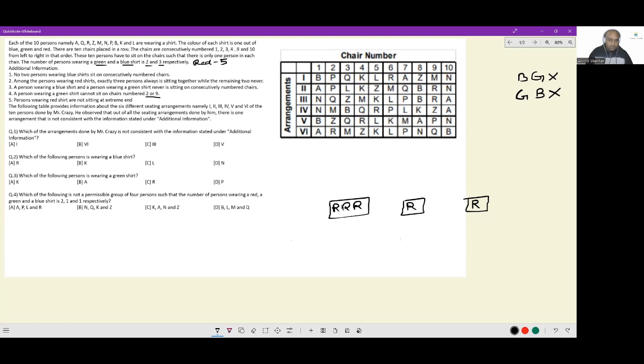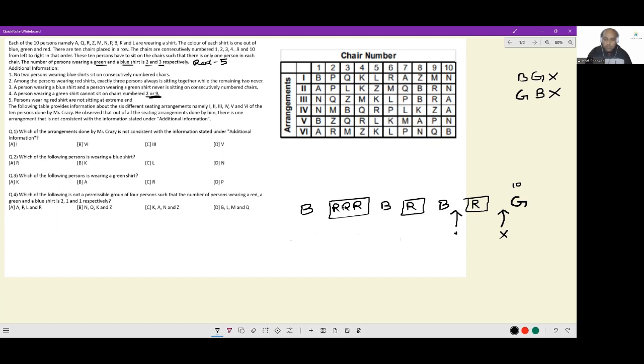G at this extreme is impossible. How about G at this extreme? If I put G here, B cannot come here. The blue t-shirt people would have to come here necessarily. Again, if G is at the right extreme, I cannot have the second G here because it would be a violation. If this is spot 10, spot 9 cannot be a G. This is impossible.